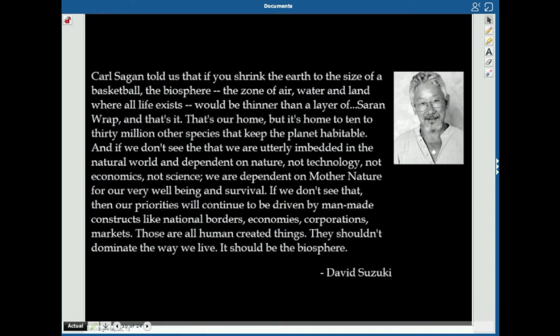So this is an interesting quote. The reason I like to use it is just because we think about the biosphere as being this big area, right? Trees are really tall, the ecosystem above that, but this is saying if you shrink Earth to the size of a basketball, the biosphere, the area where all of the living things live, is thinner than a layer of saran wrap. Okay, so it's very thin.